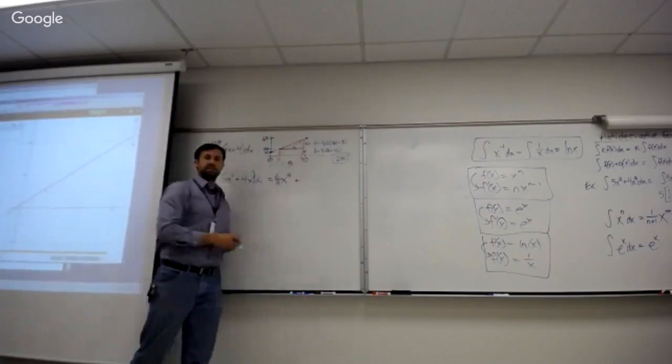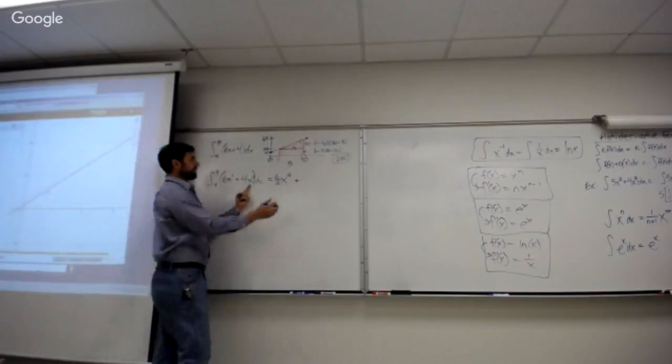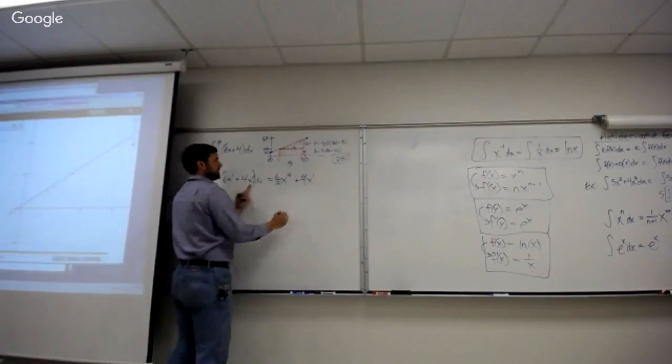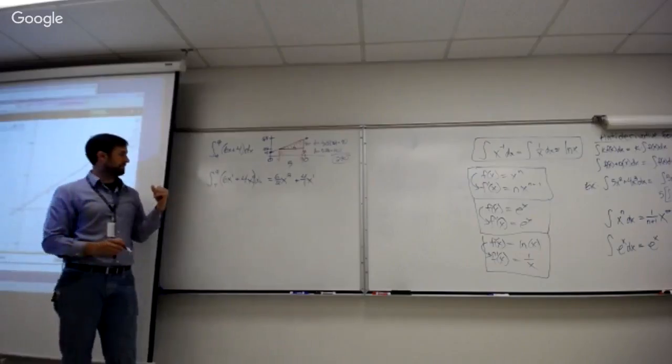Okay, what's the next anti-power rule? James? Still add 1. Yep. And then? 4 divided by 1. Yeah, very good. So there's our antiderivative for both of them.